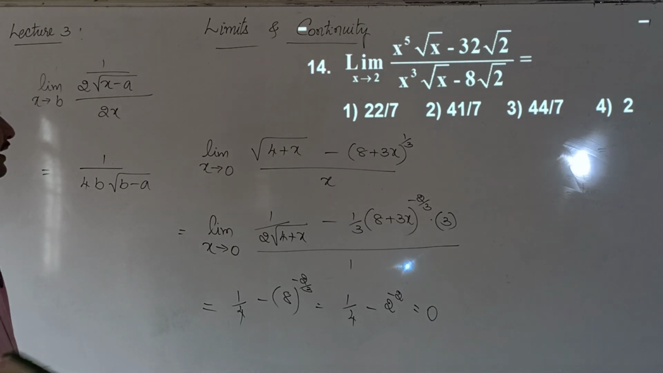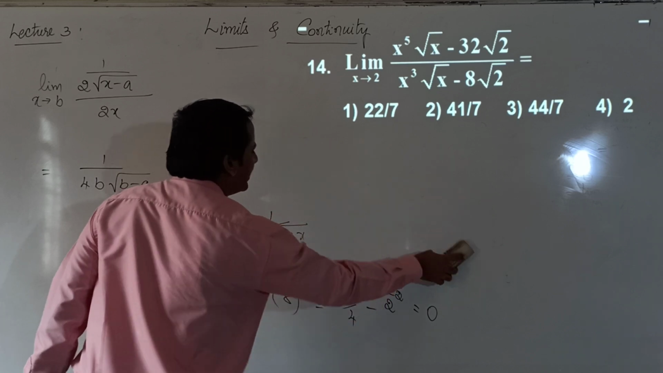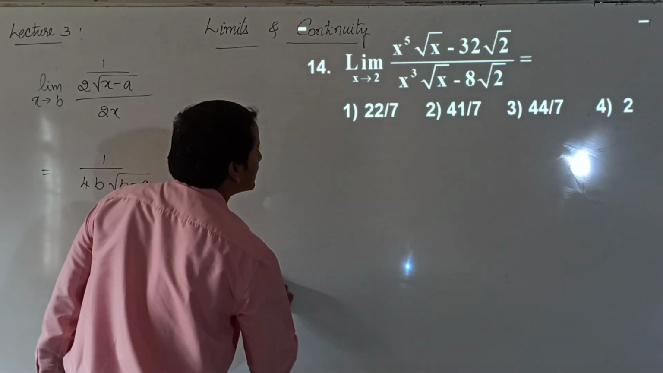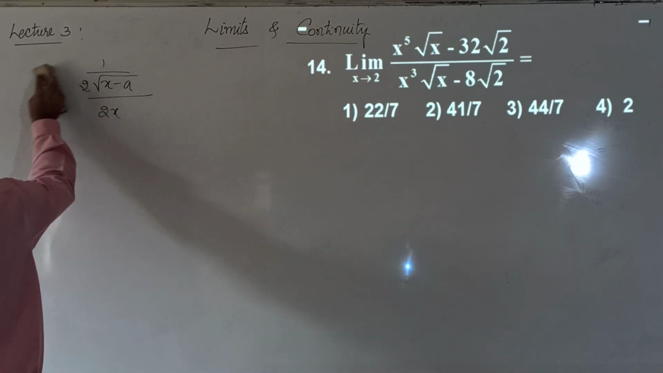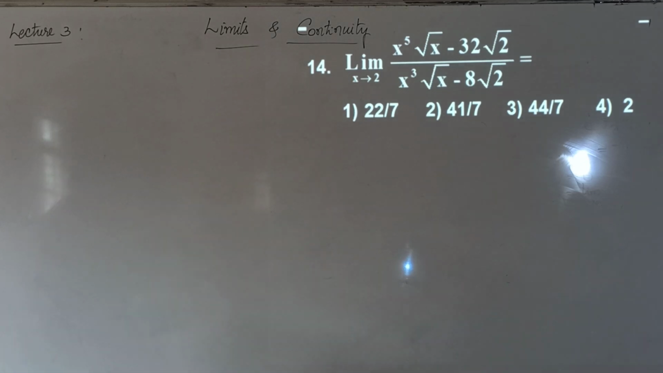Okay. Then let's have a look at the 14th question. Limit x tends to 2, x power 5 into root x minus 32 into root 2, divided by x cube root x minus 8 into root 2.